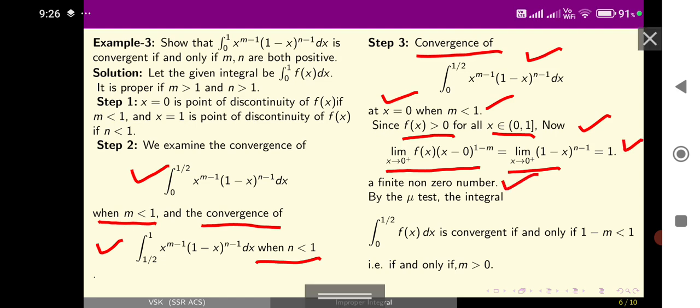So therefore, by mu test, the integration 0 to 1 by 2 f(x) dx is convergent if and only if this 1 minus m, which we are considering here as mu, is less than 1. That is, when we solve this, we get: if and only if m is greater than 0.